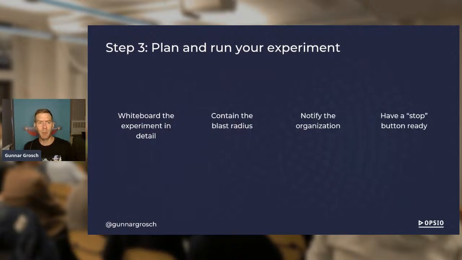And it's really important that we know how to abort our experiments. So have this stop button ready. No matter if you're doing an experiment where you're shutting down instances, or if you're performing something around the database, you need to have a way to abort the experiment. Because otherwise you might run into problems. You might have users that are affected. So make sure that you have that abort route ready.